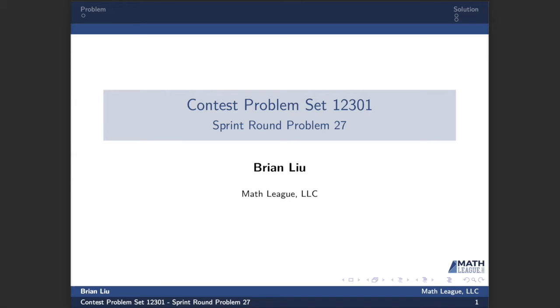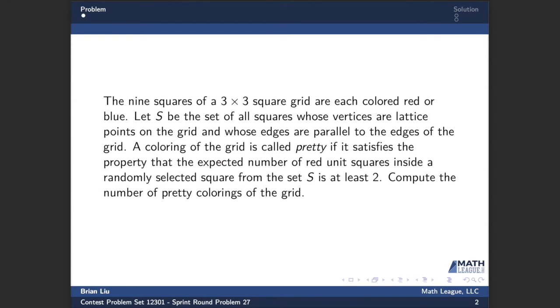We'll start with the problem statement. On today's test, you have a 3x3 square, and each square is either red or blue, and you can randomly choose a square that fits inside of this 3x3 square, and we can find the expected number of red squares that it contains, and if it's at least 2, then we count it as pretty. Right, so I guess that's our question.